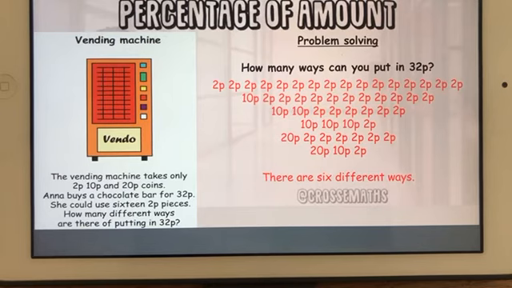If you did it in a random order, you may have missed one, okay? And that's important to make sure you do it in the right order. Okay, really well done if you got that right. That wasn't easy at all.